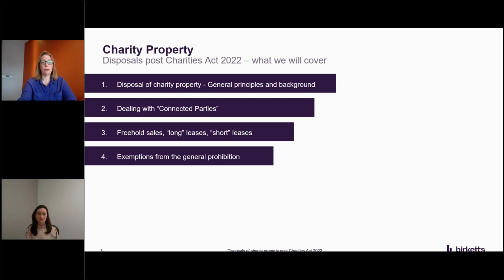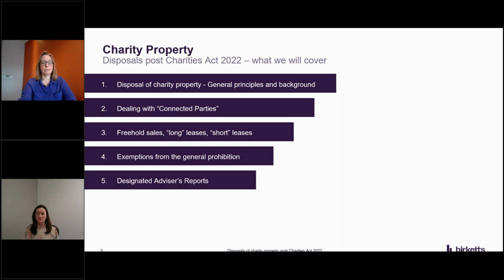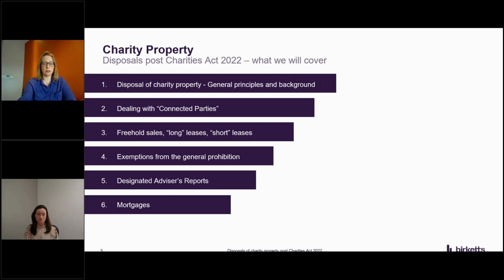Then we'll talk through exemptions from that general position. We'll give you a bit of an explanation about designated advisors reports, which are a new provision which has come in with the 2022 Act. Finally, just a brief explanation of the rules for mortgages, which are a particular type of disposal. And then finally, we will pick up a couple of questions if we have time.